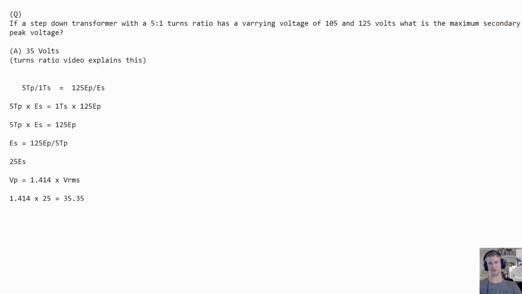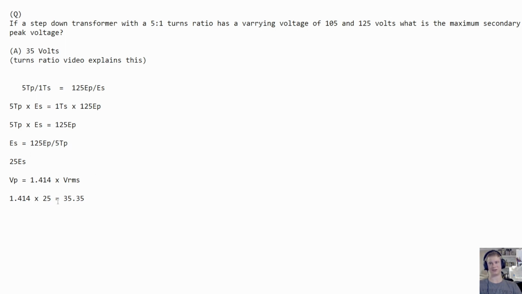My turns ratio video explains this part, but looking at those ratios, if we do what I called the butterfly method, or in simple terms, if we take the top and bottom of the first number and we multiply it by the opposite of the next number, so we take the top number of this, multiply by the bottom of the next one, bottom of this by the top of the next one. Then we get the formula below this. 5 turns in the primary times the secondary voltage is equal to 1 turn in the secondary times the primary voltage, 125 volts. So the numbers we can multiply are 1 times 125. We get 125, then we get 5 turns in the primary, and we times that by the voltage in the secondary. This shows us that the voltage in the secondary is equal to the 125 volts in the primary divided by the 5 turns in the primary, and we get 25 volts in the secondary.